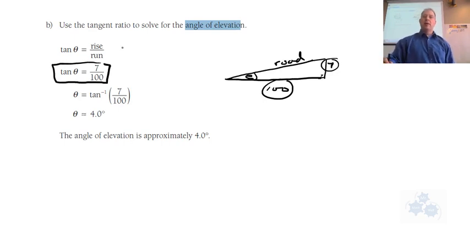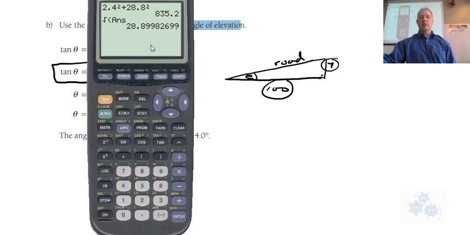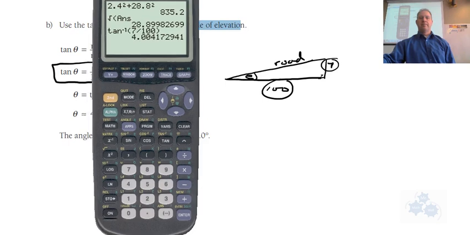And then you should remember how to use your calculator to find that angle, and that is second function tan, right? Second function tan. So that should give us 4. Let's just double check that, and maybe you can double check that in your calculator too. Just make sure you know how to do that. Second function tan, 7 over 100. And look at that, 4.